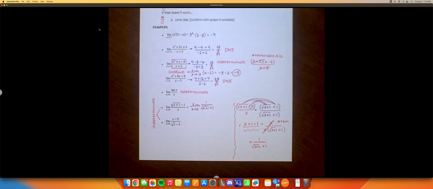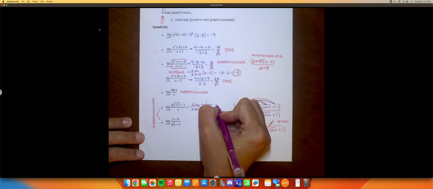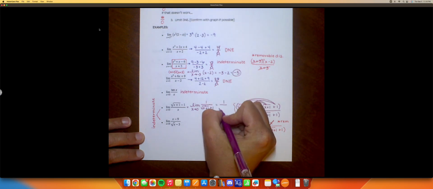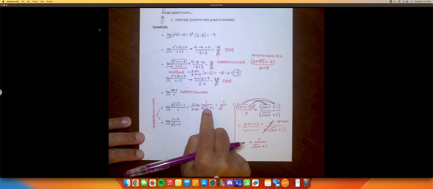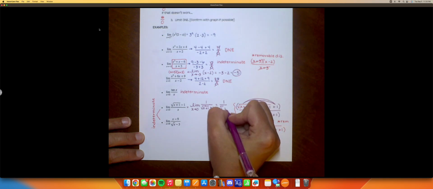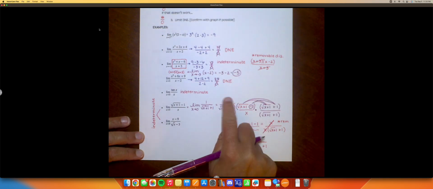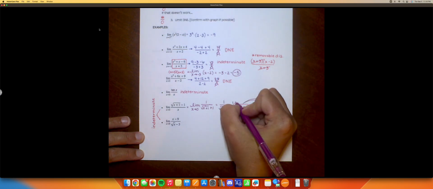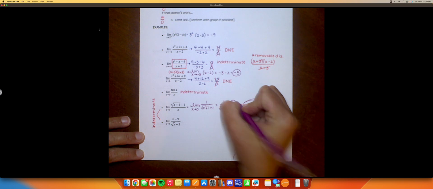And now I should be able to just plug a 0 into that. So if I plug a 0 in, I get 1 over square root of 1, because 0 plus 1 is just 1, plus 1. And that's really just 1 over 2. I kind of squeezed it in there, but that would be my final answer for this question. I'm saying that this limit is 1/2.